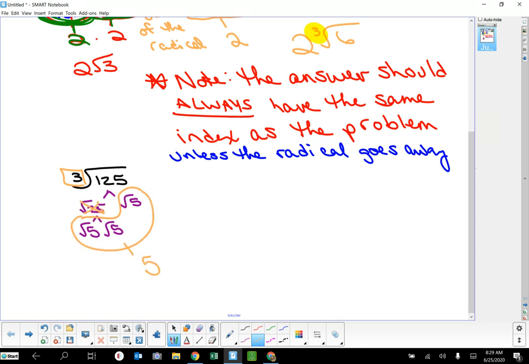And the 25 is gone, and there's nothing left over. So 125 is what's called a perfect cube because it reduces to a whole number, which means 5 times 5 times 5 is 125. So if the radical goes completely away, that's the only way you wouldn't have the same index as in the problem.